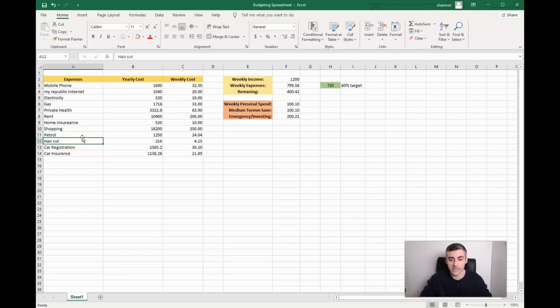I classify personally a haircut as a non-negotiable. I have to get a haircut every 4 to 6 weeks, but if you get a haircut every 4 months or 6 months, then you would just spread that cost out over the course of the week. So it's something that you will have to pay for eventually. Car registration, car insurance, things like that.